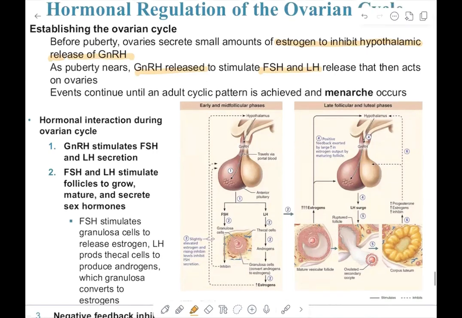So, interestingly enough, if there are low levels of fat and low levels of leptin, this is going to cause puberty to be delayed. So, on the next few steps, we're going to see this occur. GnRH first stimulates FSH and LH secretion. They stimulate the follicle to grow, mature, and secrete sex hormones.